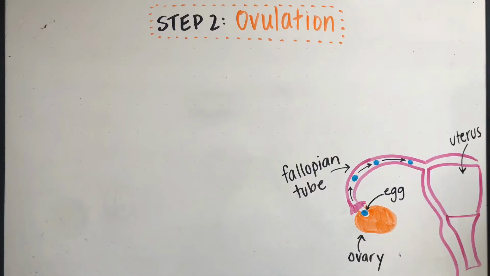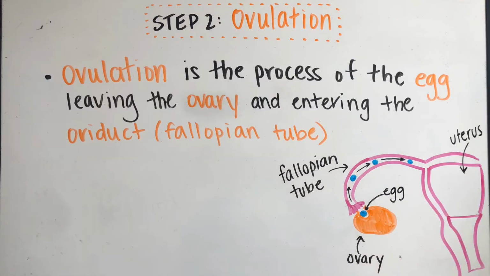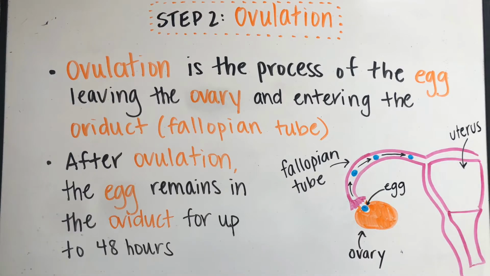Step number 2 in making a baby is ovulation. Ovulation is the process of the egg leaving the ovary and going into the fallopian tube or the oviduct. The egg then stays in the fallopian tube for about 48 hours, which is 2 days. Here is where the egg can be fertilized and you can become pregnant.